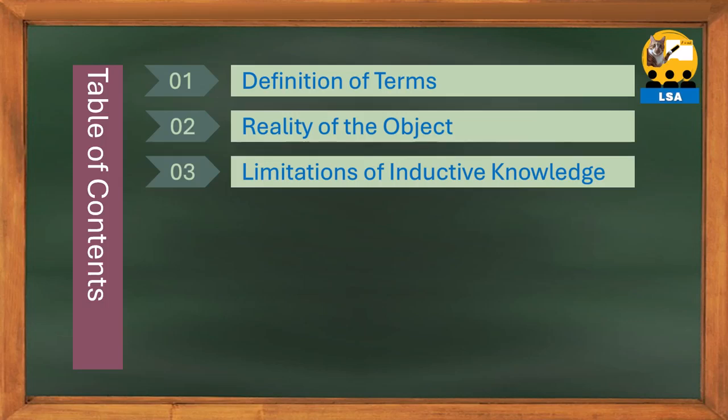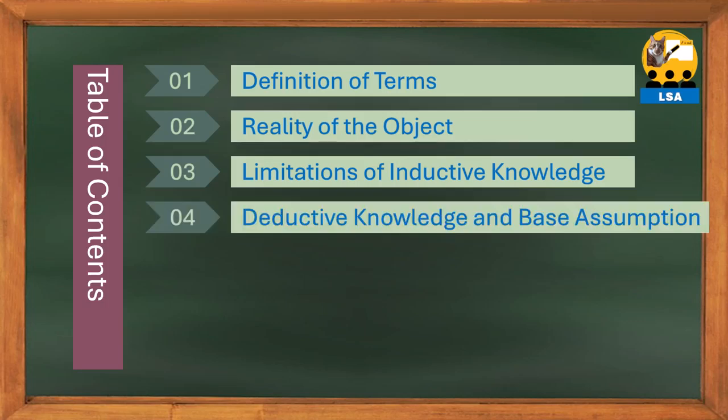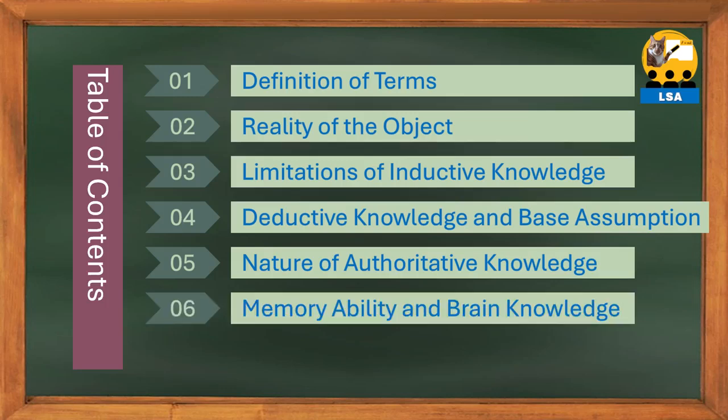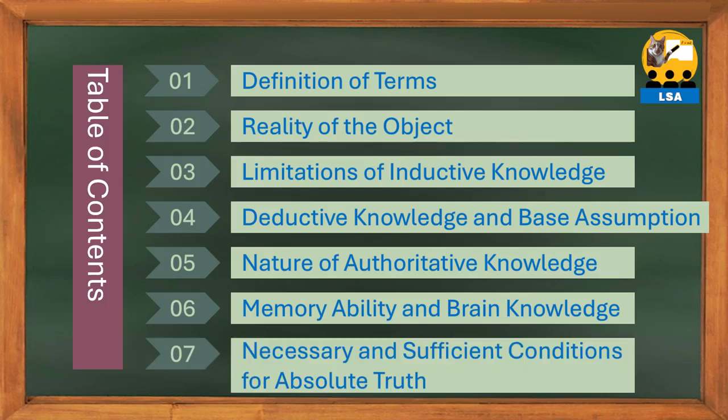We will explore why deductive knowledge requires an axiom or base assumption, and what is called authoritative knowledge separate from inductive and deductive knowledge and its limitations. We will learn about human memory ability and the brain knowledge stored in memory. We define absolute truth and find the conditions for it to be established.